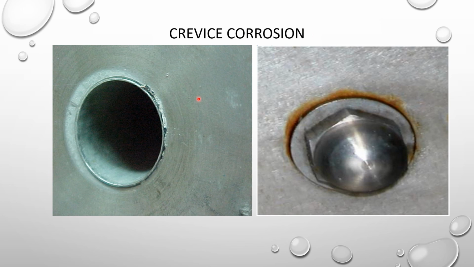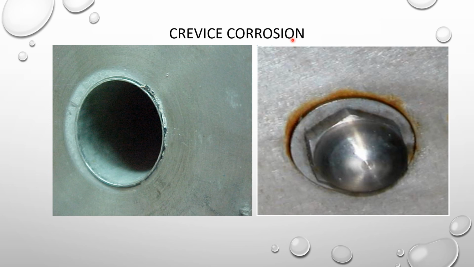You can see here, this is a metallic pipe which is embedded in non-metallic material, and there is a crevice formed around the neck of this pipe. So at the junction of this non-metallic material and metal, inside the crevice, the corrosion of this pipe starts, which is called crevice corrosion.